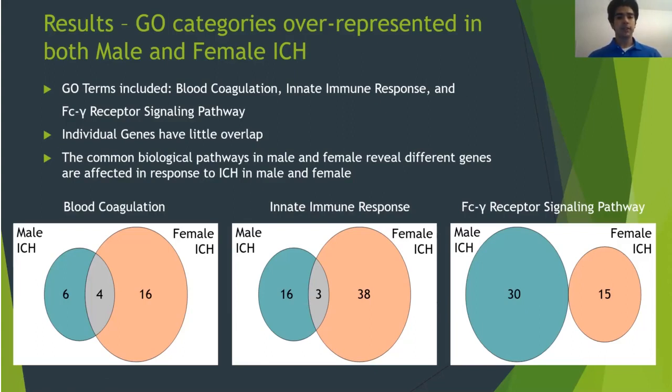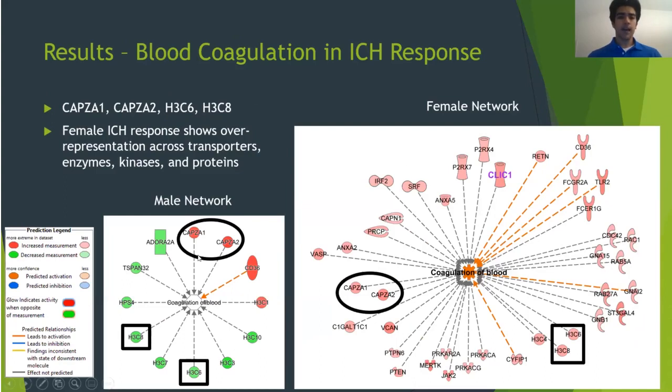But the story gets even deeper. When we look at the network of blood coagulation, we see different expression patterns and different molecular targets. First, to look at the similar genes. There are 4 genes that overlap, and the circles represent similar expression patterns. So in the male network, the CAPSID A1 and A2 are upregulated, similar to the female network. However, the gene overlaps of H3C4 and H3C6 are downregulated in the male network, but upregulated in the female network.